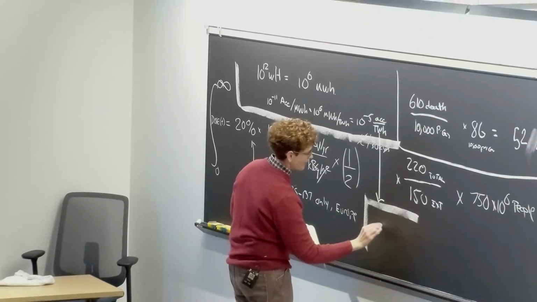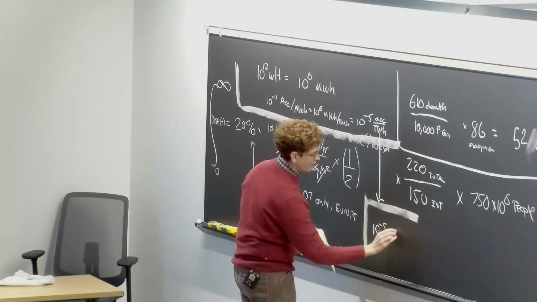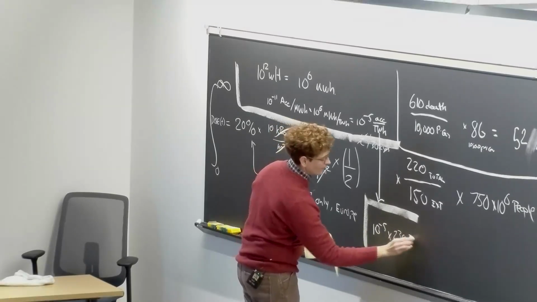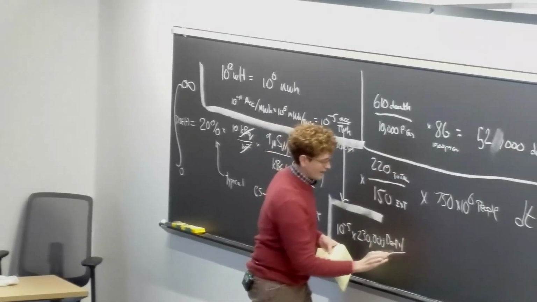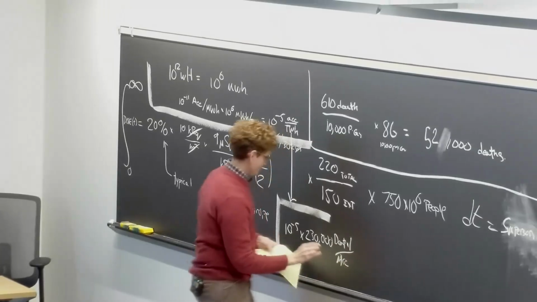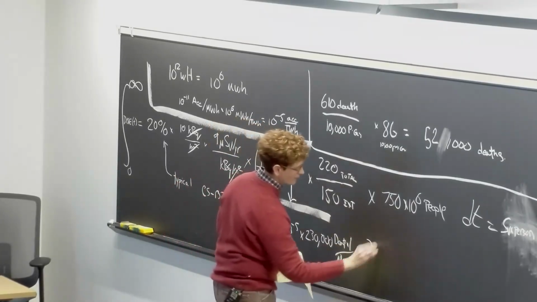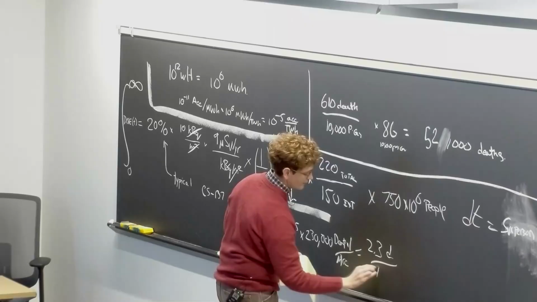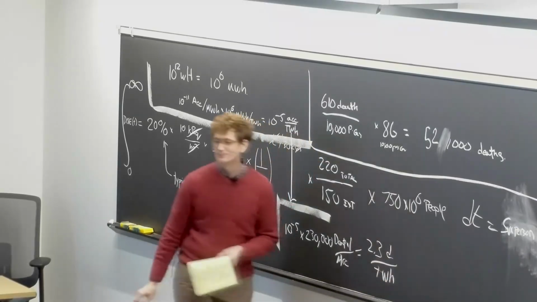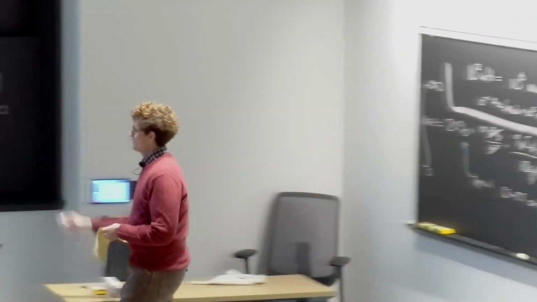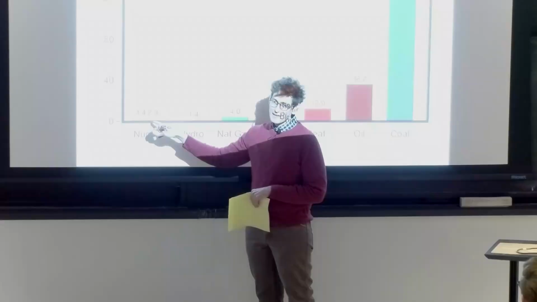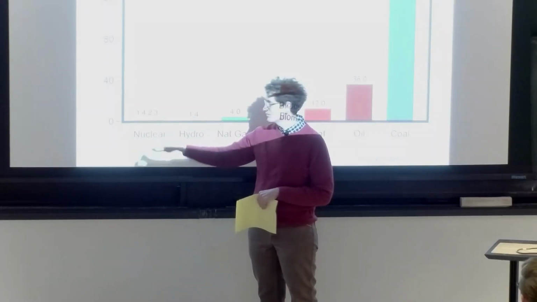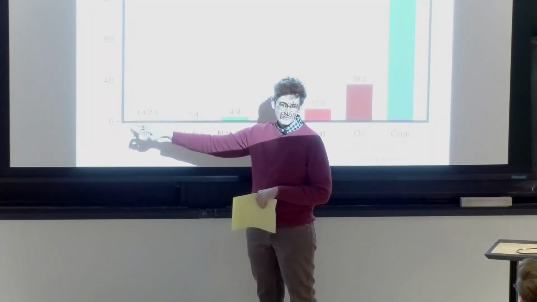And 10 to the minus 5 accidents times 230,000 deaths per accident is equal to 2.3 deaths per terawatt hour. So now we can put our number on the chart. There it is, 2.3 deaths per terawatt hour. And if we assume the washing away effect of the cesium, it goes down all the way to 1.4.